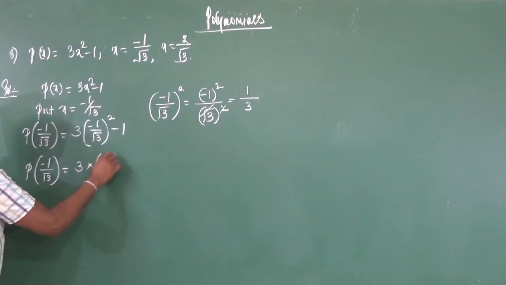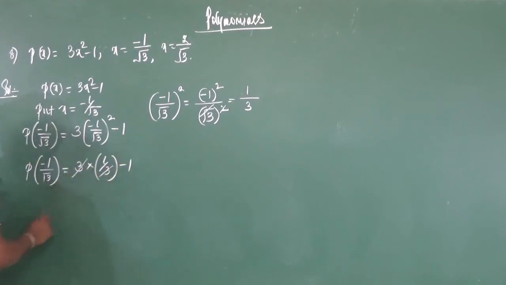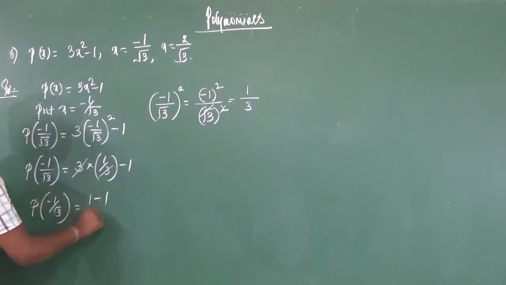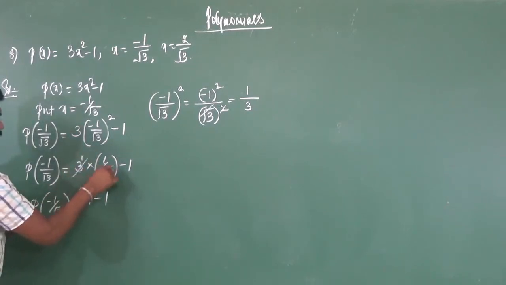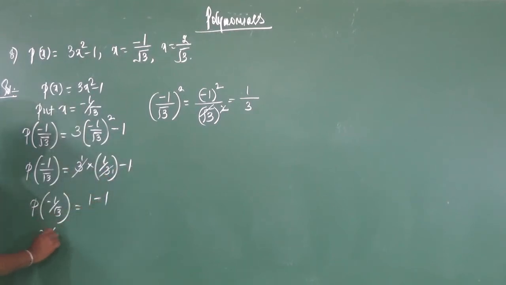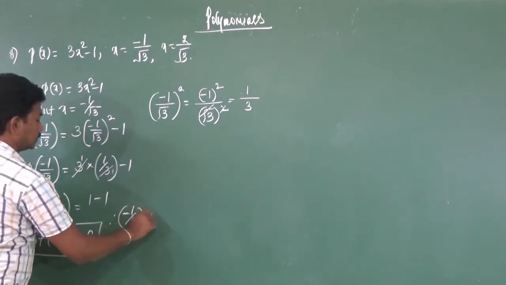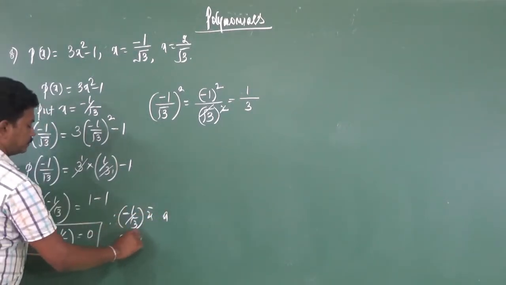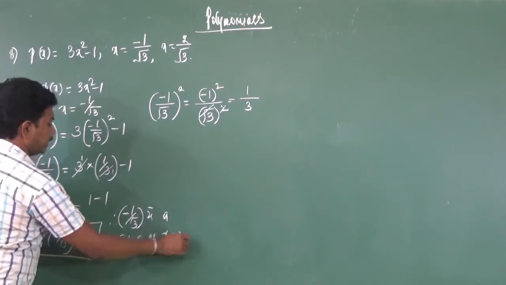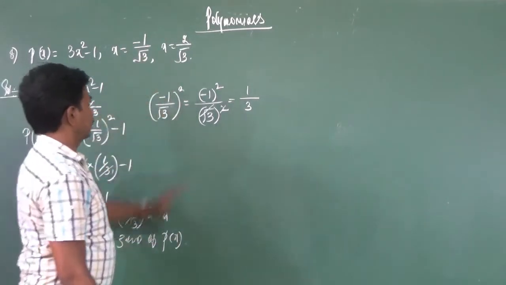So it is 1 by 3 minus 1. So 3 and 3 get cancelled. So p of minus 1 by root 3 is equal to 1 minus 1, that is 1 into 1 is 1, minus 1 is 0. So p of minus 1 by root 3 is equal to 0. So as this polynomial has been equated to 0, therefore minus 1 by root 3 is a 0 of p of x.